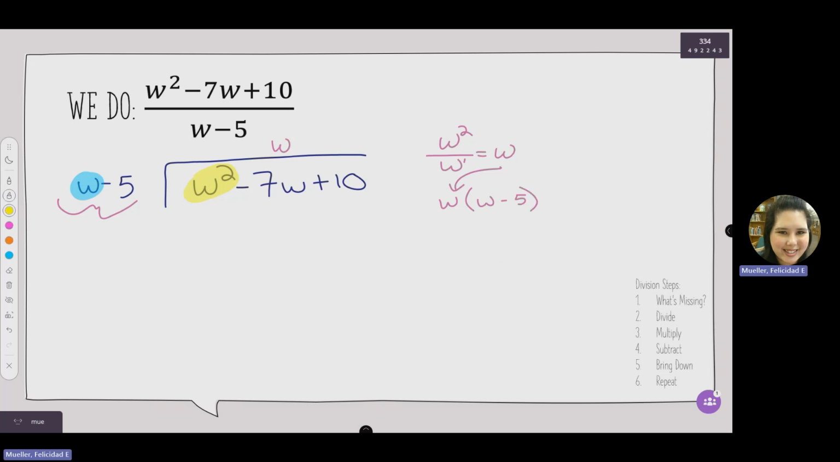So again, let's do a different color. This part here is where this part's coming from. This w is coming from this w here. So we're going to go ahead and multiply. When we multiply that, we are going to get w squared minus 5w. And again, we are subtracting.